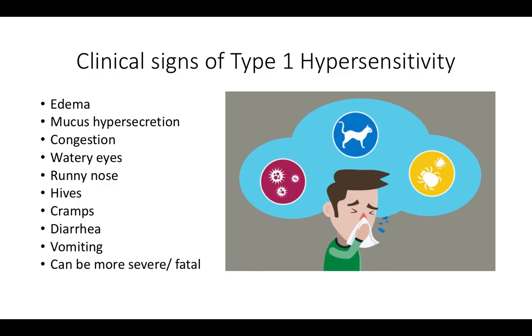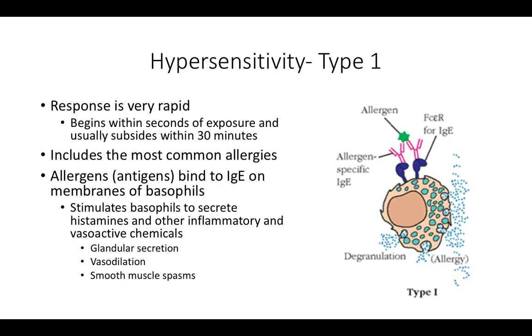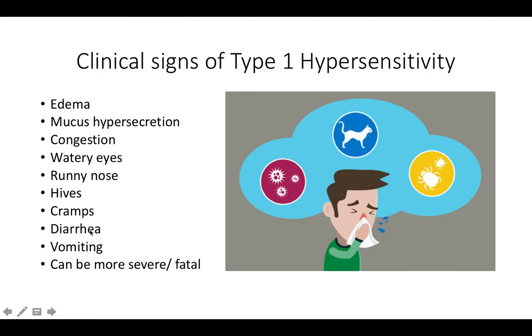So that will make a lot of sense with all of these clinical signs that we see, like edema, mucus hypersecretion. So remember we said glandular secretion, so you get things like congestion, watery eyes, runny nose. You can also get hives on the skin. We also talked about smooth muscle spasms down here. Okay, so that'll result in things like cramps, diarrhea. You can get vomiting. So you can have symptoms that are mild like this, but you can also have symptoms that are more severe and more fatal.